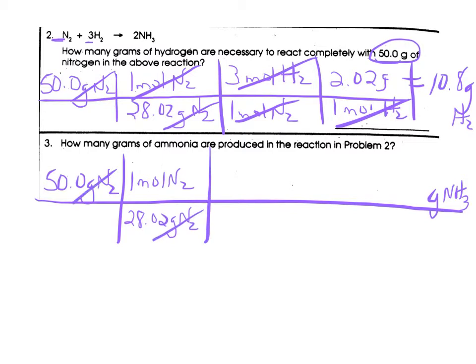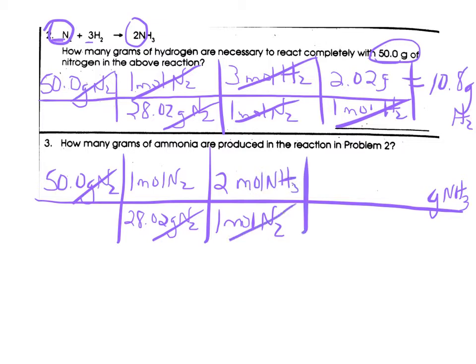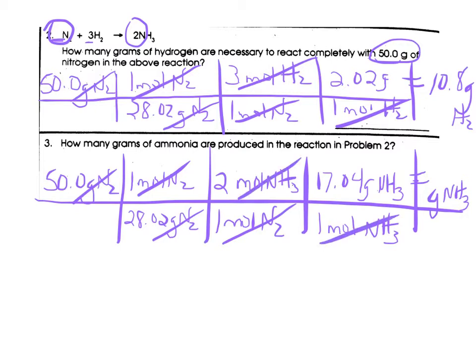So my grams of N2 cancel. This time, though, I'm going to use a 2-to-1 ratio because I still have 1 mole of N2 in the reactants, but I only get 2 moles of ammonia for this one. So that cancels my moles of N2, and then 1 mole of NH3 is 17.04 grams when you do the molar mass. And again, moles of NH3 cancel. So when you multiply on the top and divide on the bottom, you get 60.8 grams.